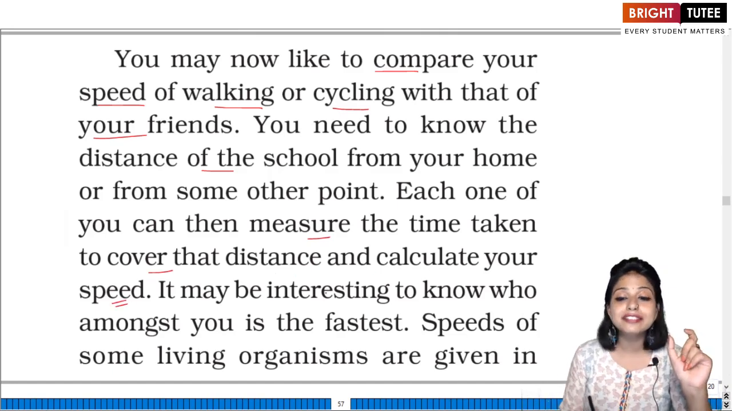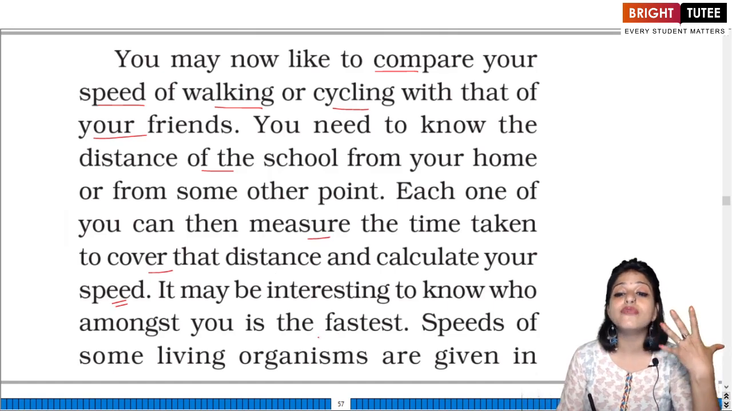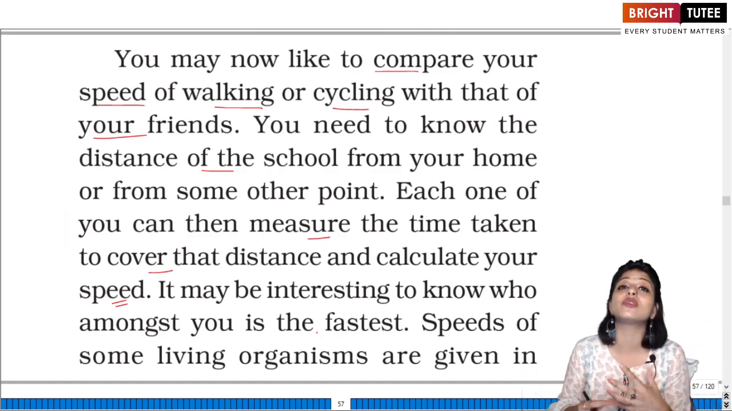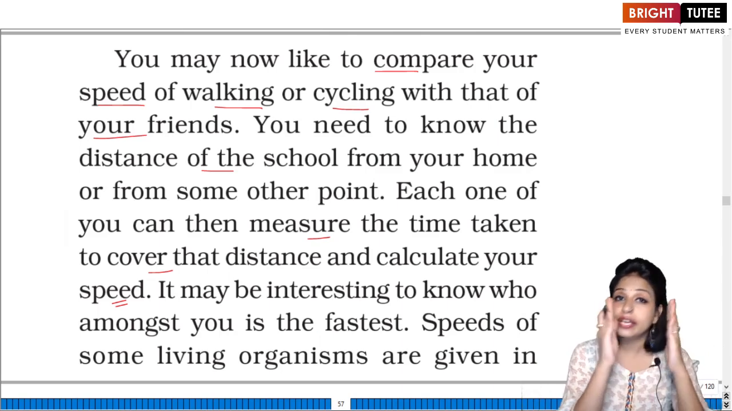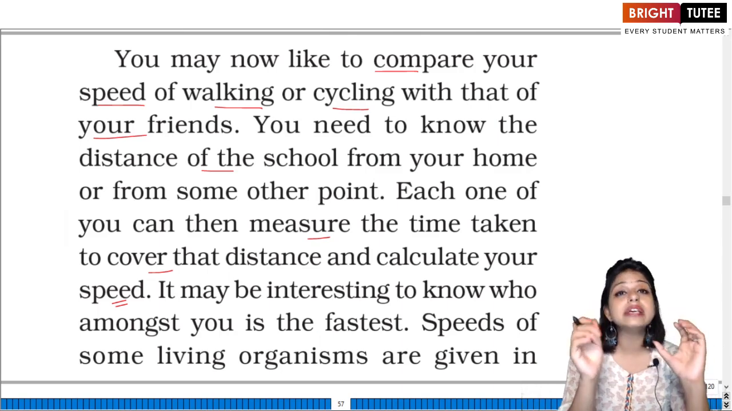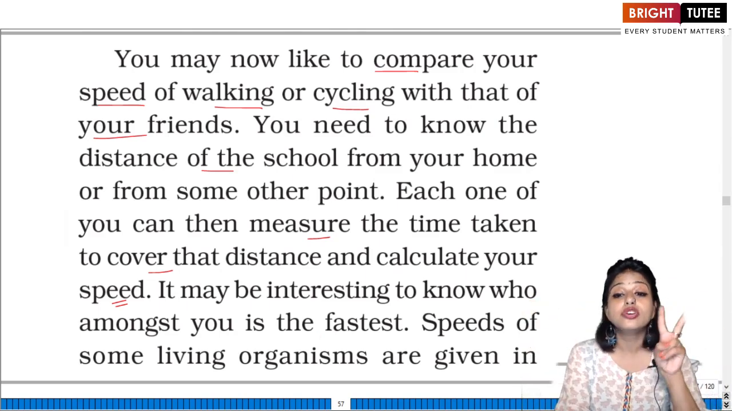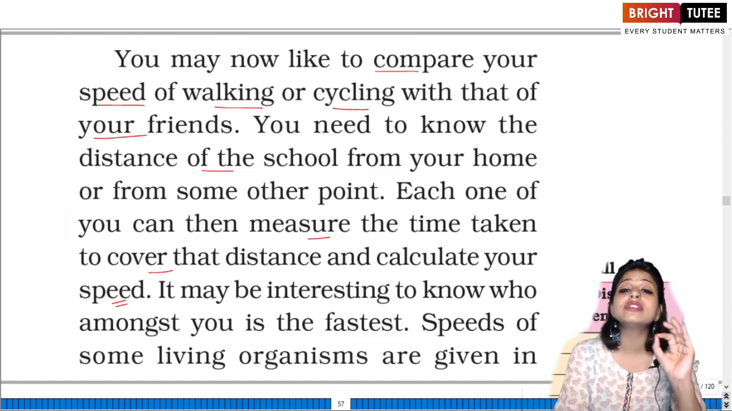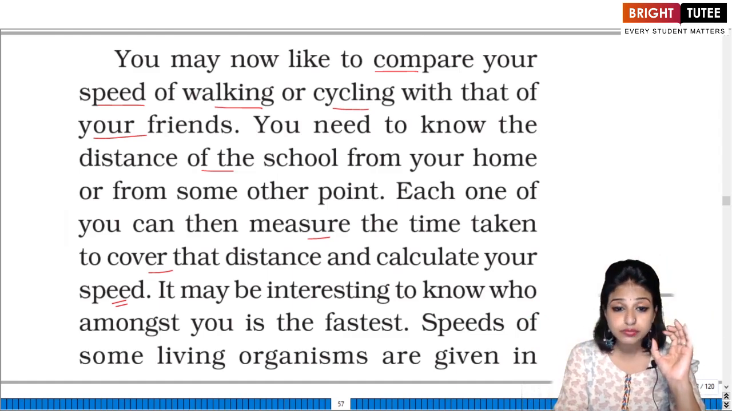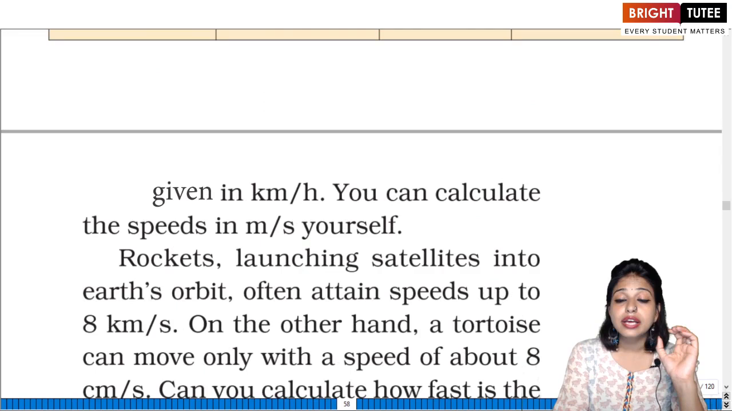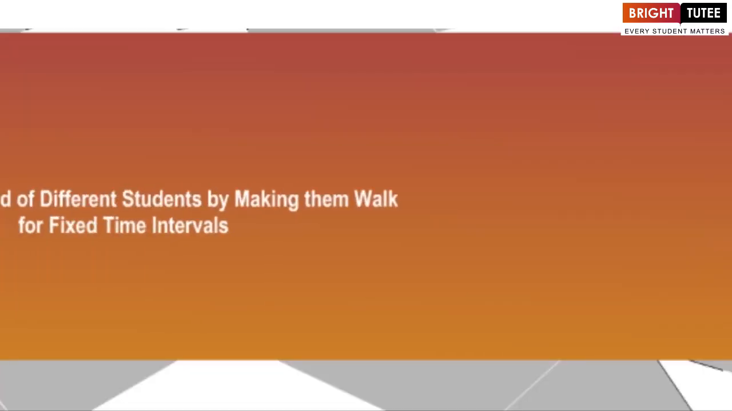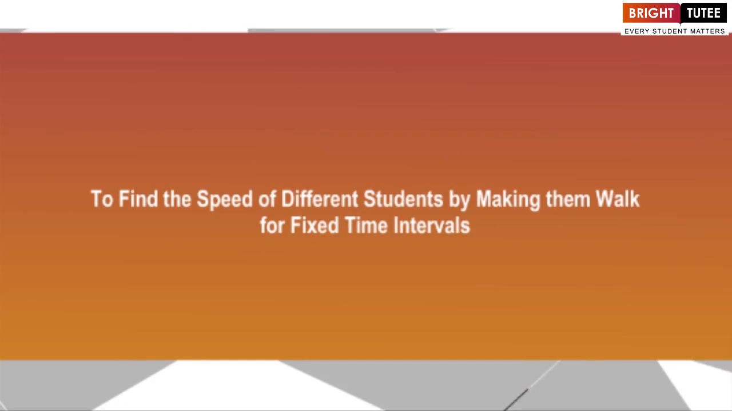You will be very interested to know who amongst you is the fastest. Who is fastest? Who is going slower? But only when you are covering equal distance from a given point in a certain time. So what time you are taking will actually define, for the given distance, who is faster or not. So speeds of some living organisms are given in kilometer per hour. You can also calculate the speeds in meter per second, to find the speed of different students by making them walk for fixed time intervals.